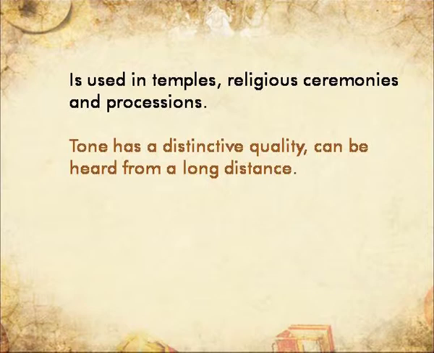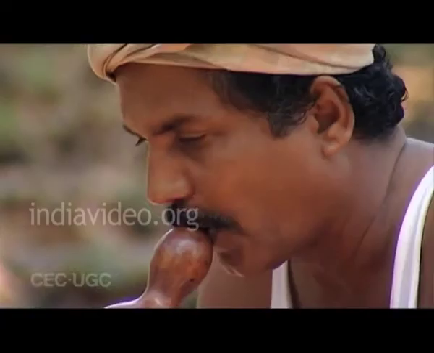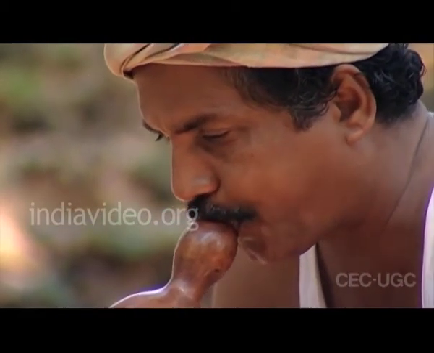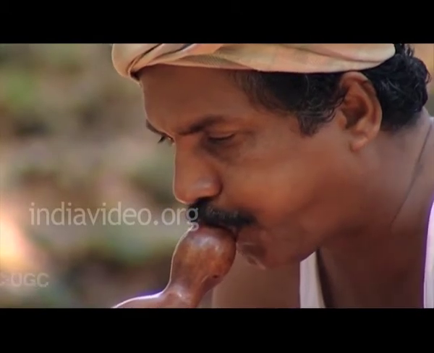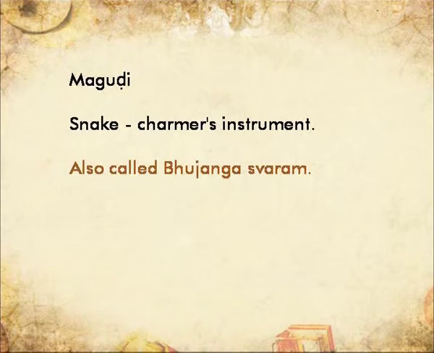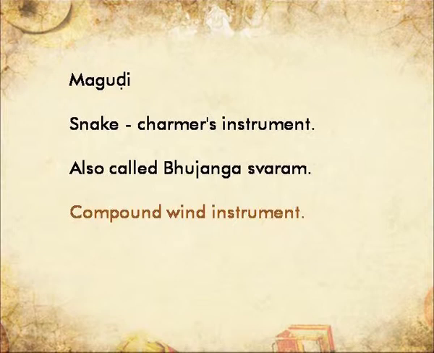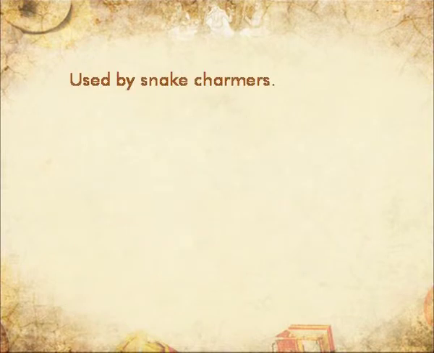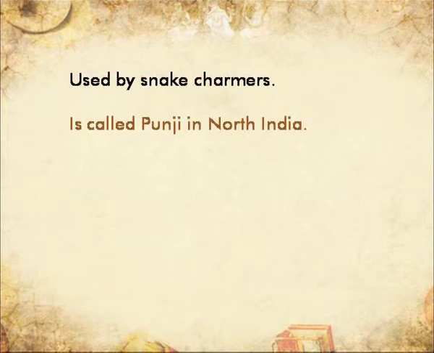The snake charmer's instrument, Magudi, also called Bhujangaswaram, is an instance of a compound wind instrument. It is provided with a tune pipe and drone pipe. It is a musical instrument used by snake charmers. It is called punji in North India.